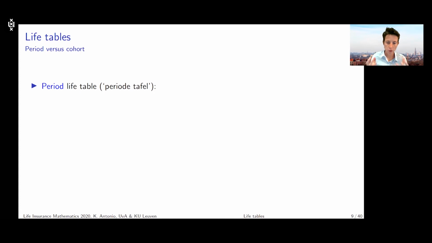And an important concept there to mention is the difference between a period life table and a cohort life table. That's very important if you look at publications, for instance, by the Centraal Bureau voor Statistiek in the Netherlands, or publications on mortality data by the Royal Dutch Association of Actuaries, then this difference between period and cohort will often be emphasized. So let's take a moment to think about that.